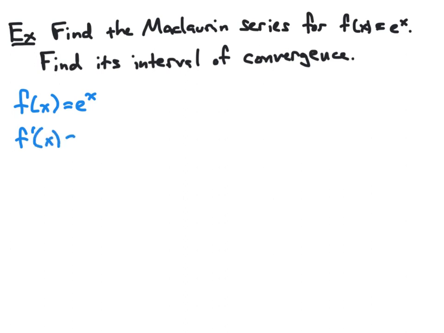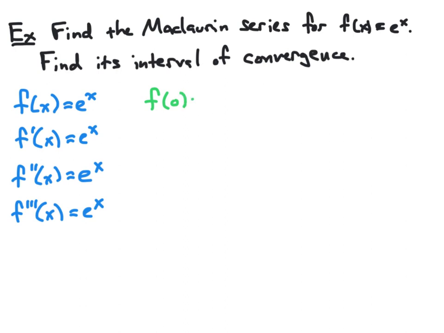So f prime of x will be equal to e to the x. F double prime of x will be equal to e to the x. And f triple prime of x will be equal to e to the x, and so on. Each derivative will always be the same function in this case. Because we want the Maclaurin series, this is the Taylor series about 0, and so we want to evaluate each of these functions at 0.